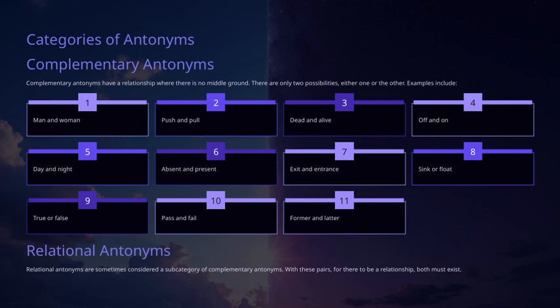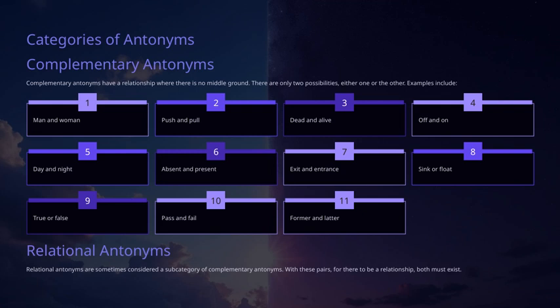Now, moving on to relational antonyms. These are a bit different because they often depend on a relationship between two concepts. They're sometimes considered a subcategory of complementary antonyms. What makes them unique is that both terms in the pair must exist to establish the relationship.